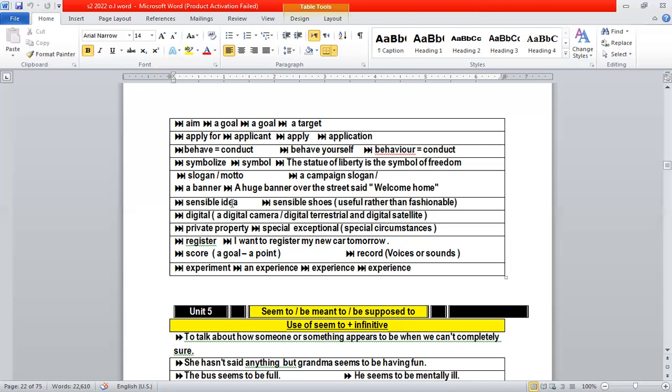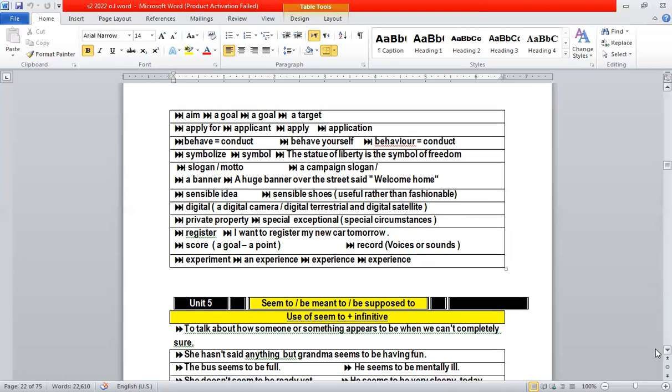Okay, sensible idea. Sensible idea means that you've got an intelligent or smart idea, a good idea, good enough to be applied. So we say it's sensible. Digital, what's digital? We use the word digital with camera, digital camera, digital terrestrial, and digital satellite. We use it with all kinds of technology. Things that use technology.